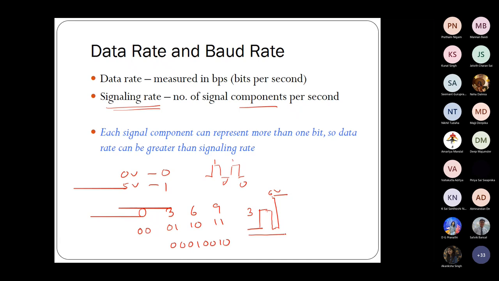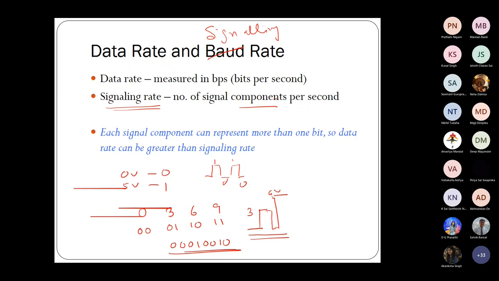So my signaling rate is actually low, basically, because I have just made two transitions. Okay, 0 to 3 to 0, 6, but I have transmitted more data. And this is kind of obvious, or we'll come to that later on. So let us not use the word baud. Baud was used more in the context of all these things.